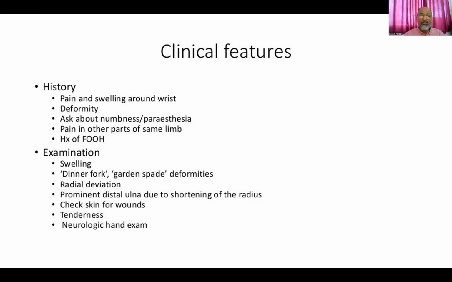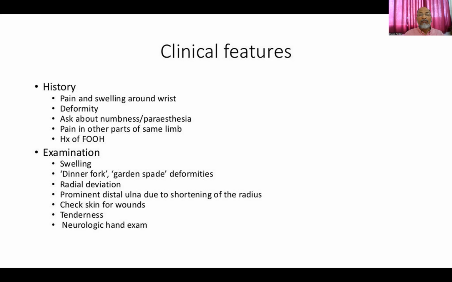Then what are the clinical features of a fracture of the distal end of the radius? First we talk of the history. Obviously there is a history of fall, and the patient complains of pain and swelling around the wrist. If the patient is intelligent and educated, he will complain of the deformity, and the deformity here is usually a dinner fork deformity because it looks like a dinner fork. Then you have to ask for numbness and paresthesia because of involvement of the dorsal branch of the radial nerve.